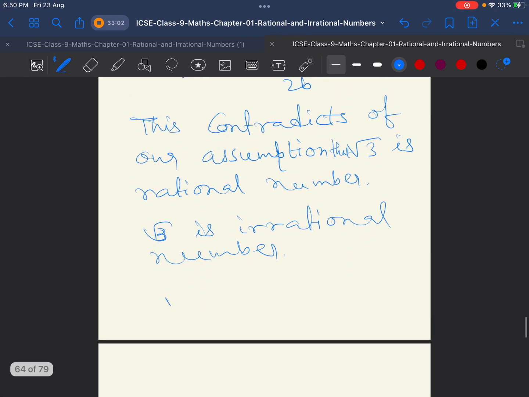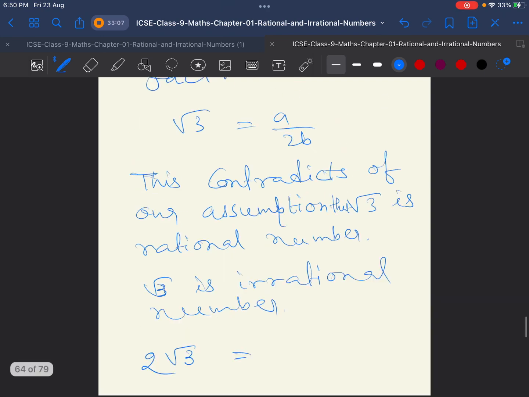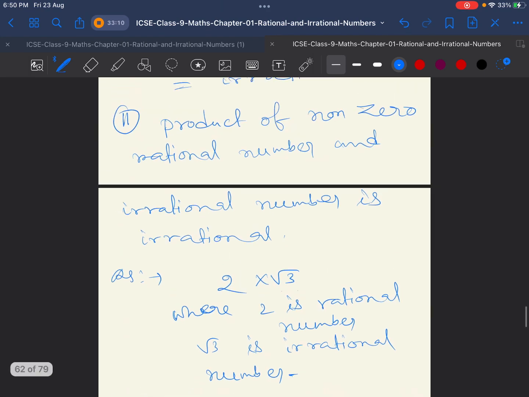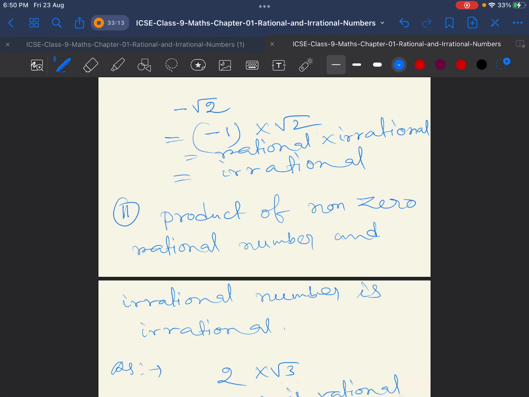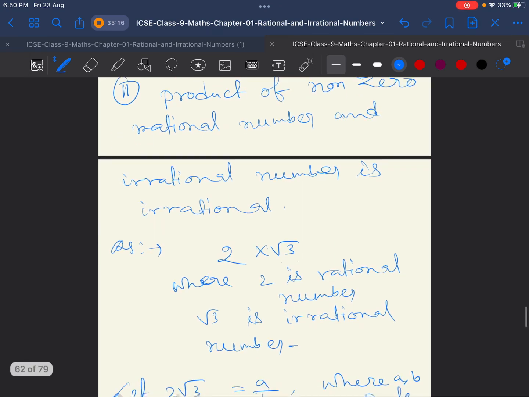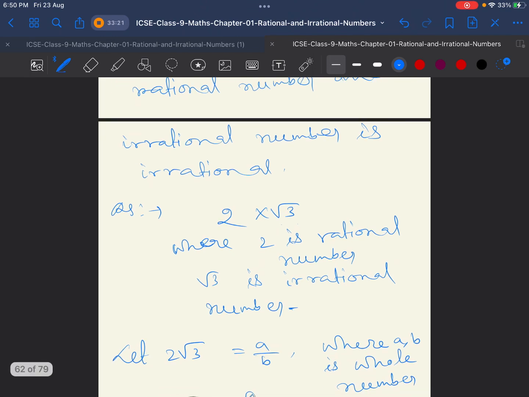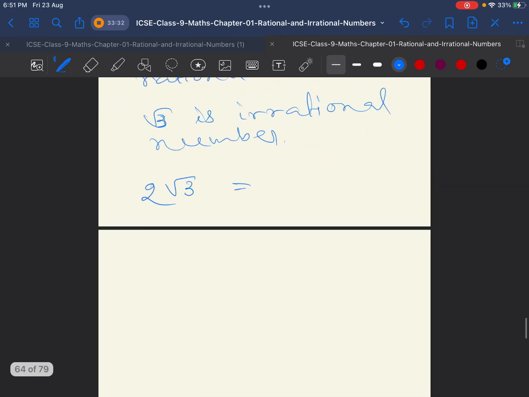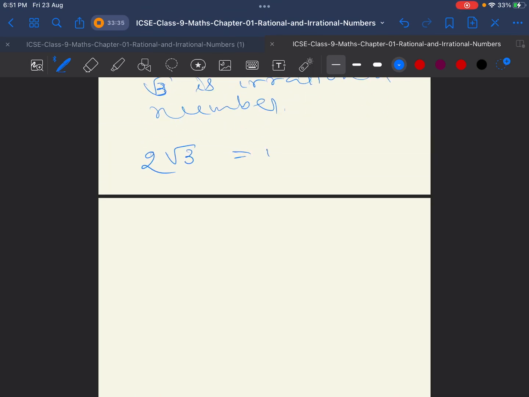Okay, so 2 root 3. The product of a non-zero rational number and an irrational number is an irrational number, we have to show. So you have to show 2 root 3 is irrational. Here we also prove root 3 is irrational, so the product of a rational and an irrational number is irrational.